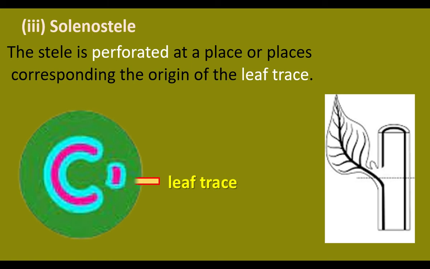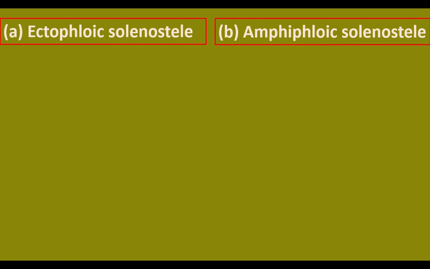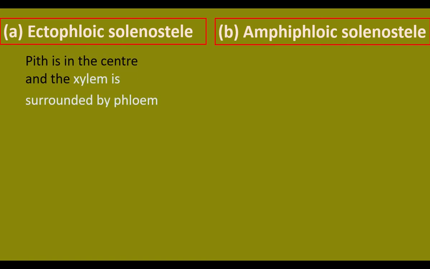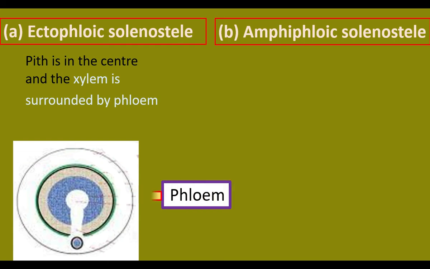Let us see the types of Solenostele. Ectophloic Solenostele. Ecto means outer. Phloem forms the outer part. Amphiphloic Solenostele. A ring of phloem is inside the xylem. Another ring of phloem is outside the xylem. These two types are Solenostele. Here pith is at the center. Xylem is surrounded by phloem. Phloem forms the outer part.